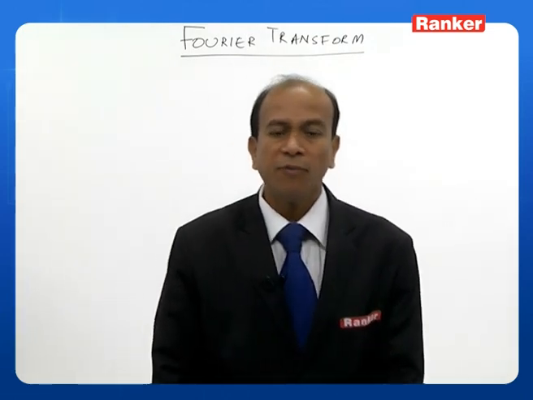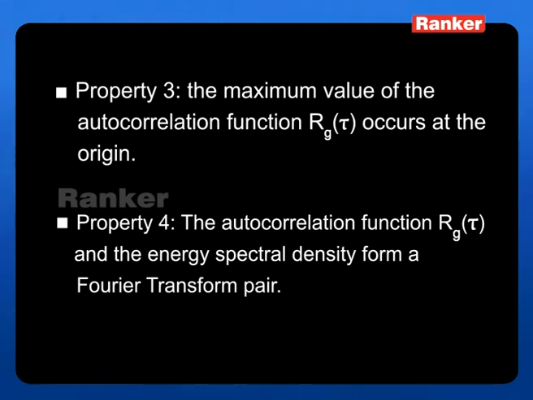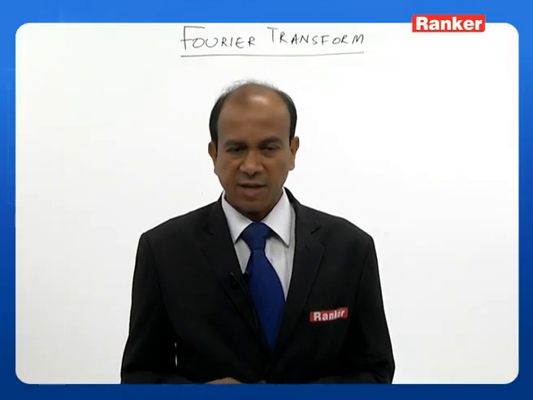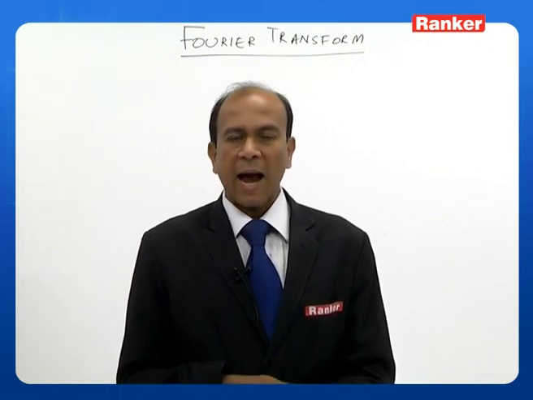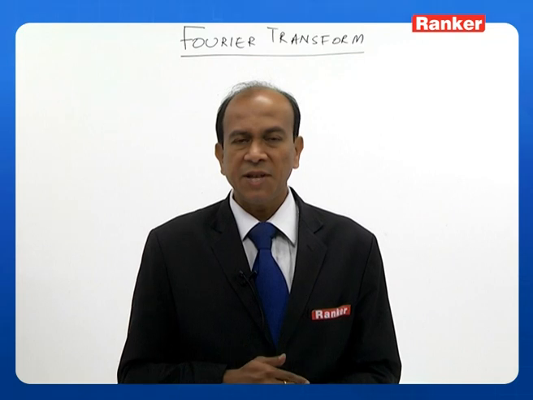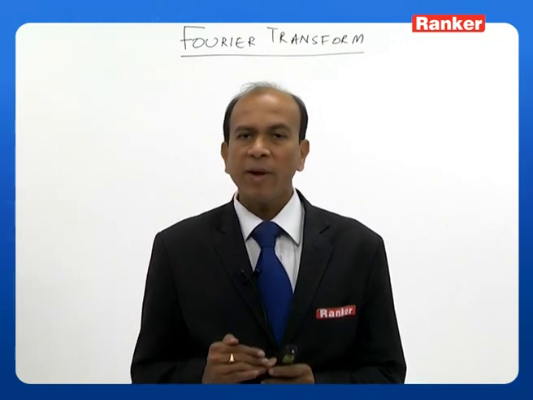Let us see property 4. The autocorrelation function Rg of tau and the energy spectral density form a Fourier transform pair. That is, the autocorrelation function Rg of tau will have a Fourier transform pair in the form of the energy spectral density. The autocorrelation function Rg of tau and the energy spectral density form a Fourier transform pair. These two form a Fourier transform pair.